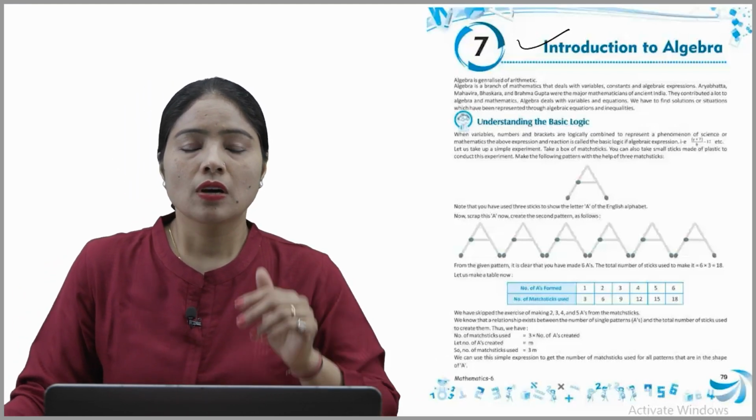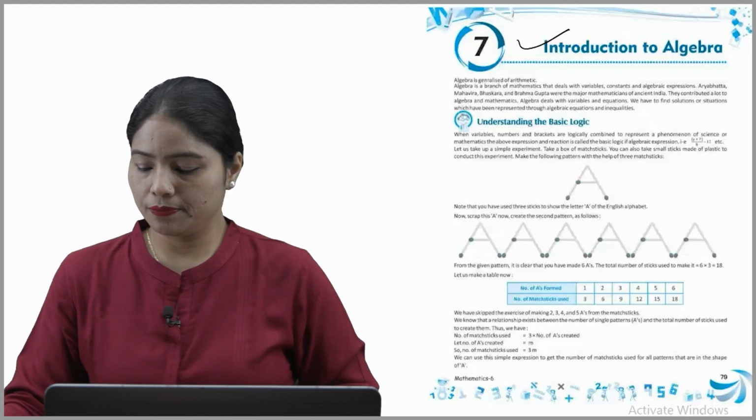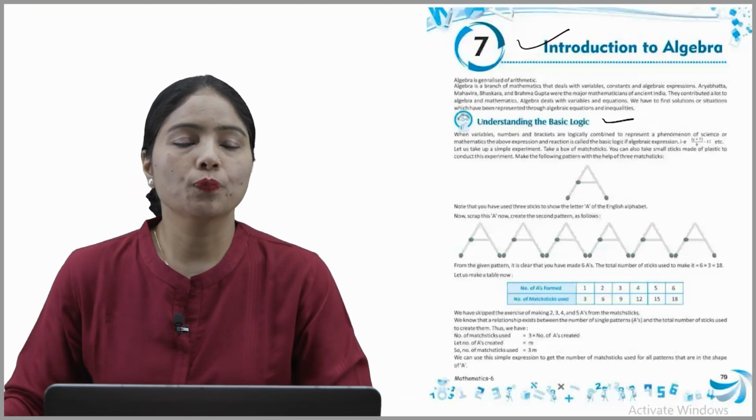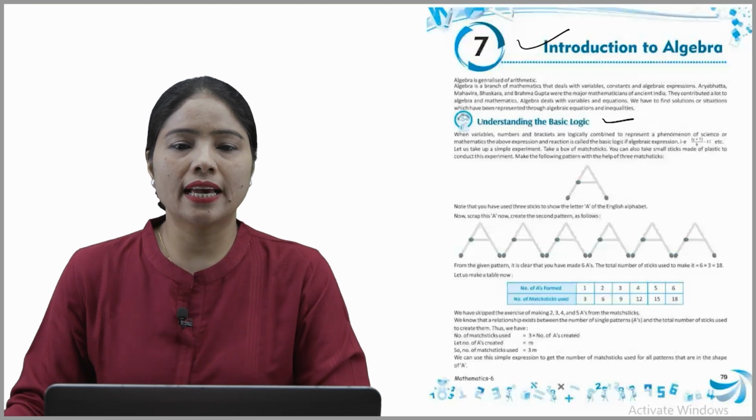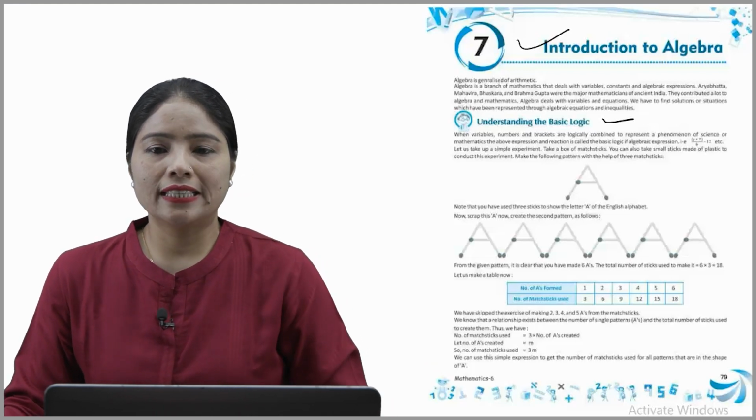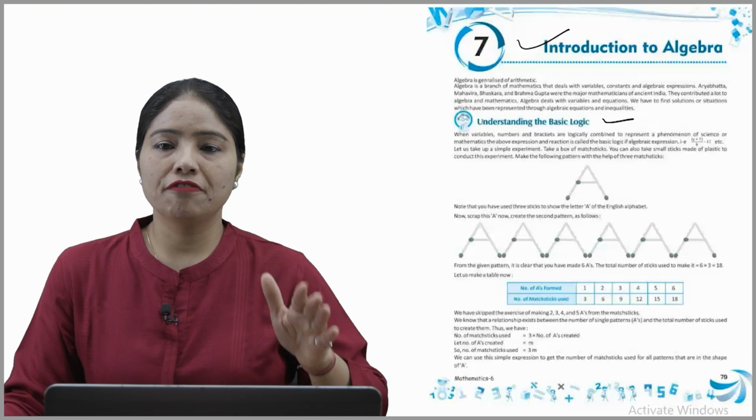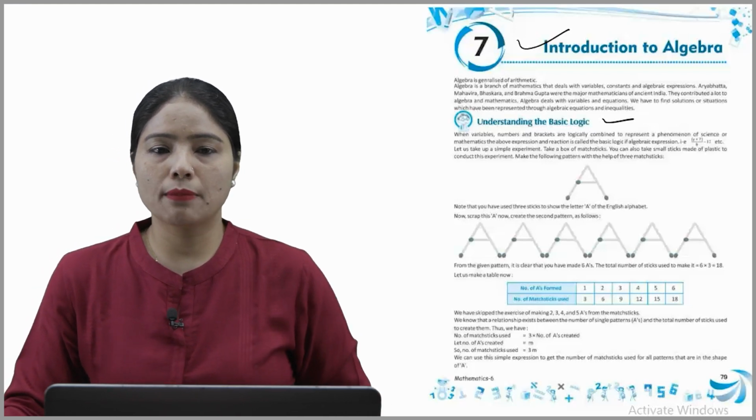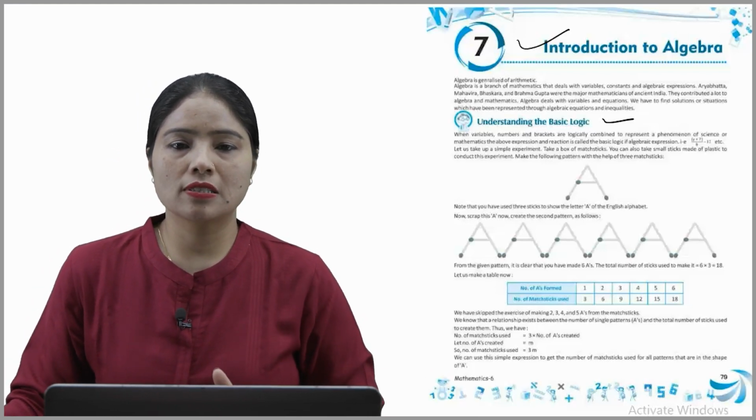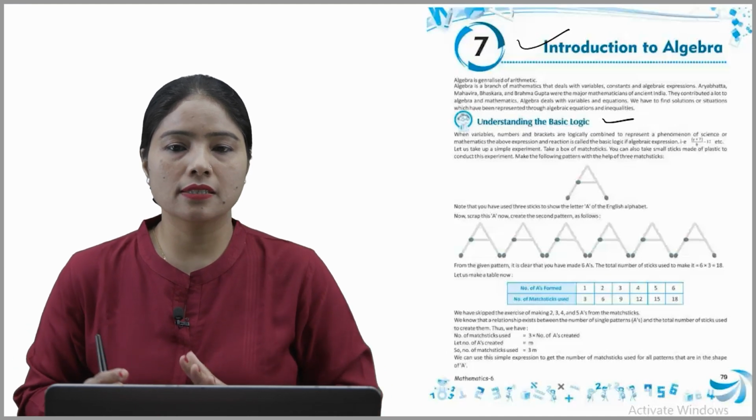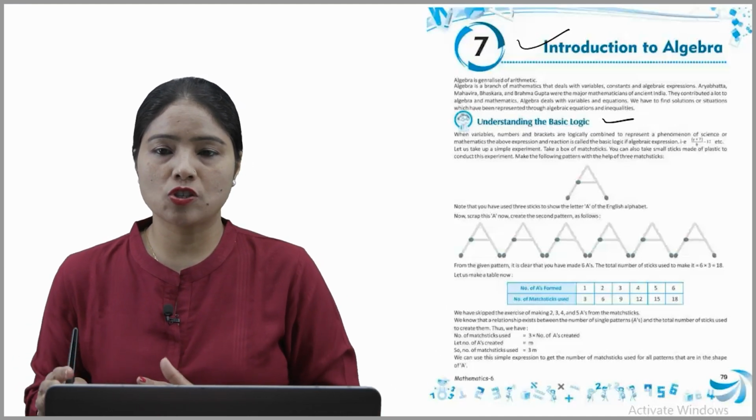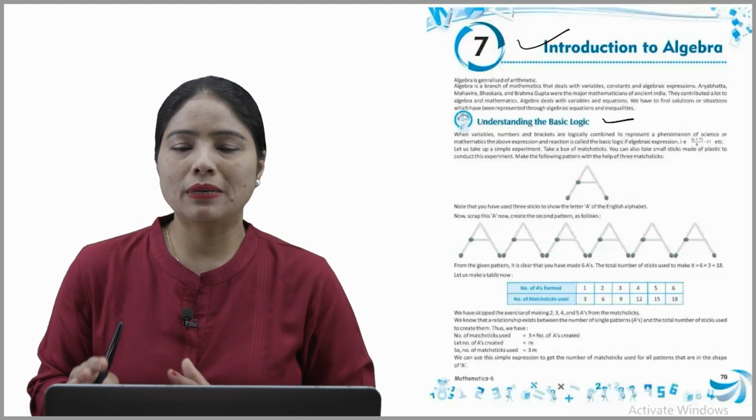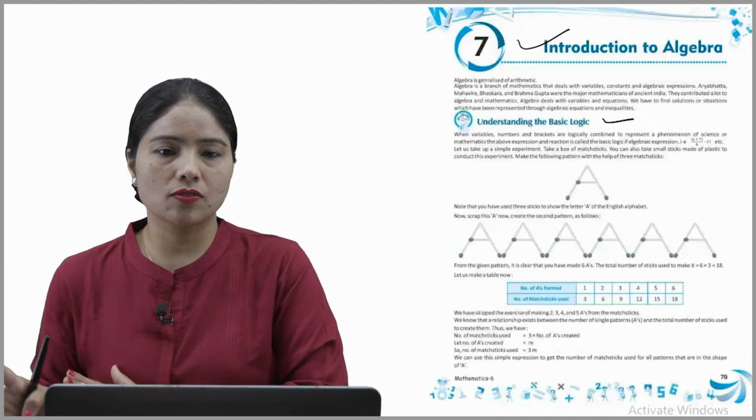So here it is, understanding the basic logic. When variables, numbers and brackets are logically combined to represent a phenomenon of science or mathematics, the above expressions and equations are called algebraic expressions, that means y plus 7, 6 minus 12, etc.